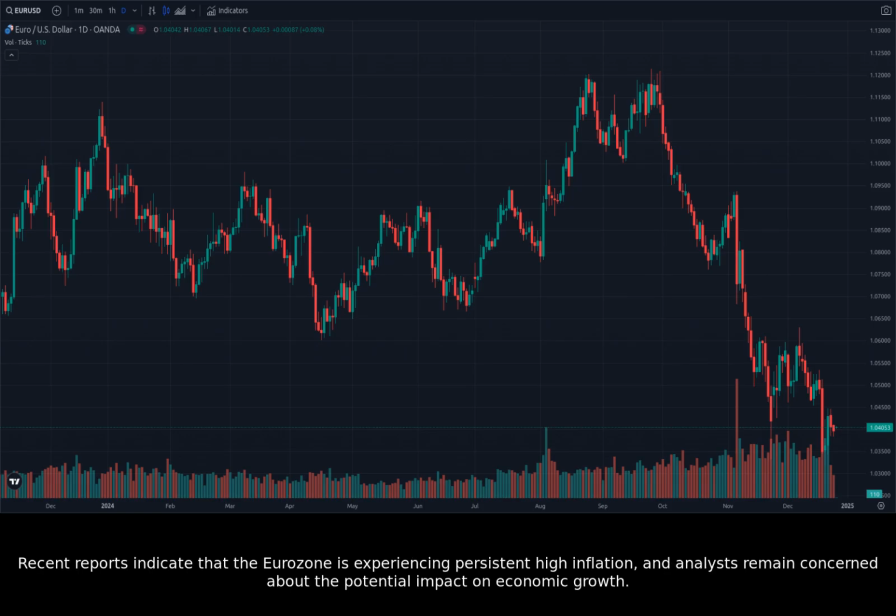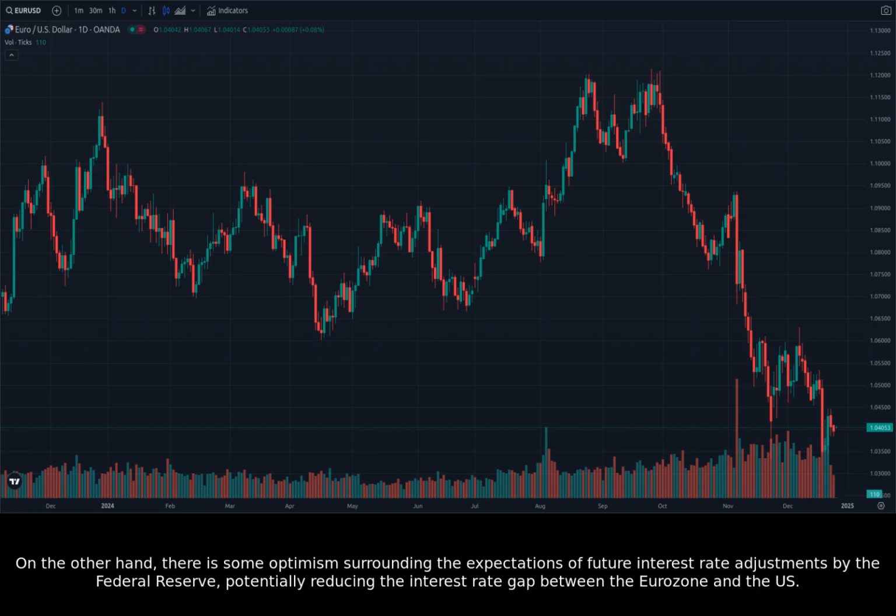Recent reports indicate that the Eurozone is experiencing persistent high inflation, and analysts remain concerned about the potential impact on economic growth. On the other hand, there is some optimism surrounding the expectations of future interest rate adjustments by the Federal Reserve, potentially reducing the interest rate gap between the Eurozone and the US.